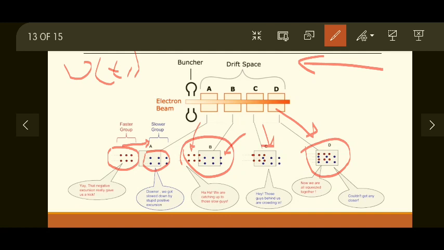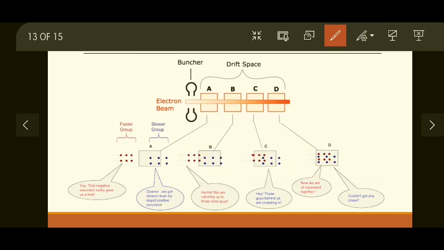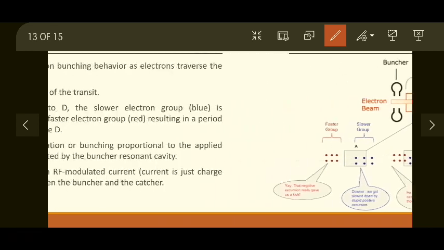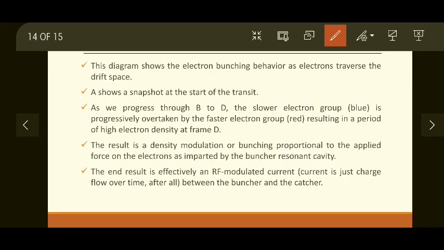Okay, so this is called a bunch of electrons. So that is called the bunching process. Okay, so this is how it happens. So that is shown over here in this diagram. This diagram shows electron bunching behavior as electrons traverse the drift space. The snapshot of the start of the transit is given by frame A. As we progress through B to D, the slower electron group, denoted by blue dots, is progressively overtaken by the faster electron group, denoted by red dots, resulting in a period of high electron density at frame D. This is what we have seen in the diagram.